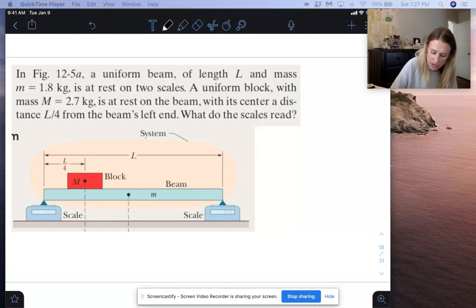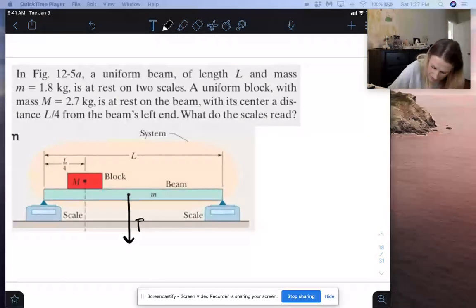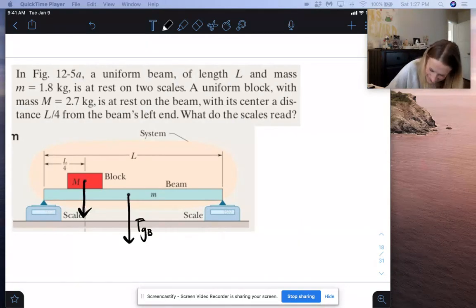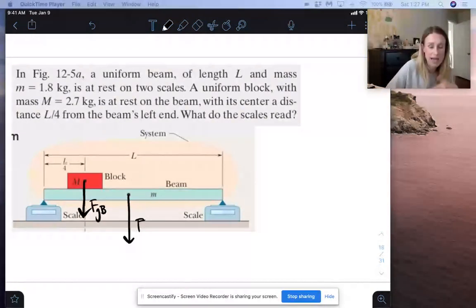Okay, so let's draw the forces that are acting on this system, and then we'll go from there. First and foremost, we have the force of gravity from the beam and the block. We'll call the force of gravity of the block F_GB, big B, and the force of gravity of the beam little b, because the beam has less mass than the block.